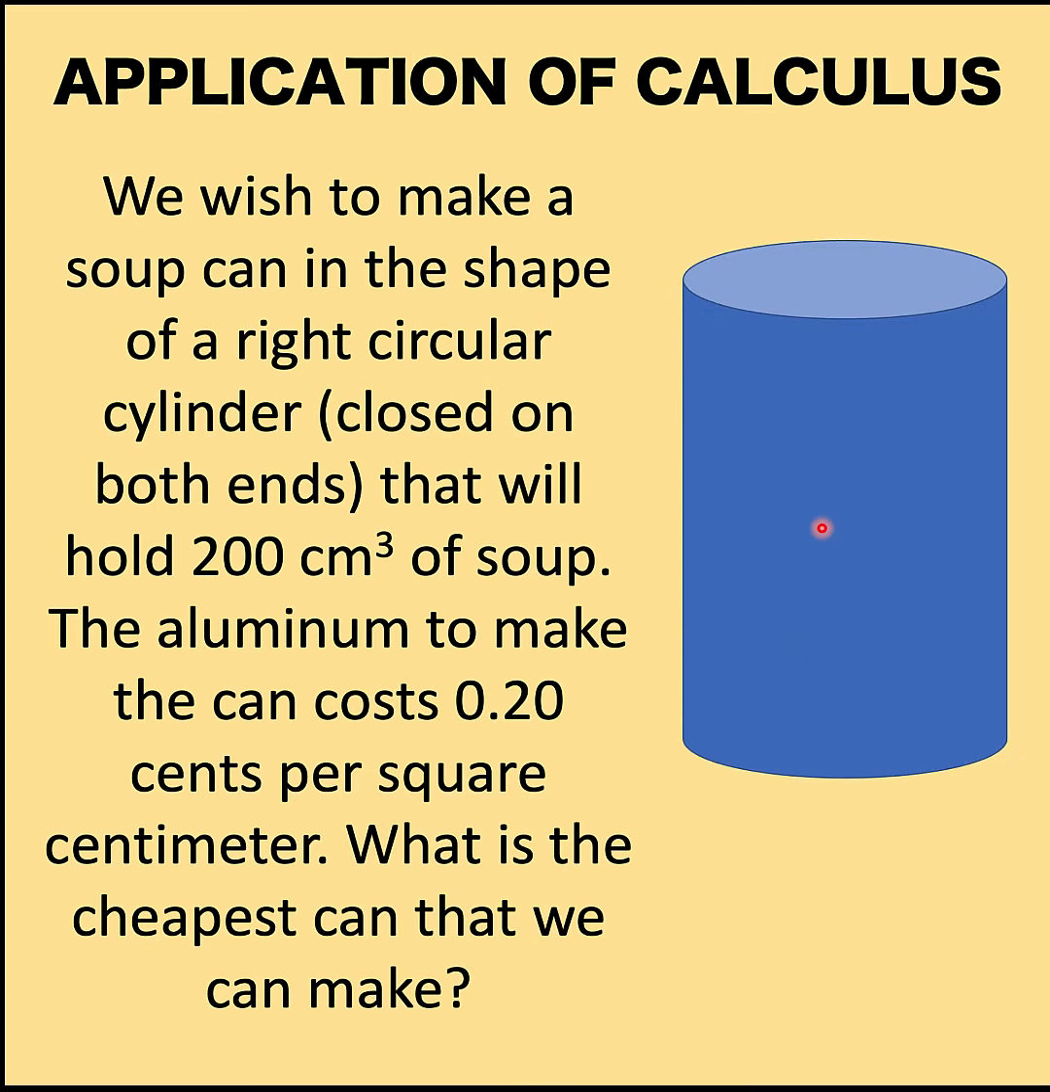Let's say we wish to make a soup can in the shape of a right circular cylinder, closed on both ends, that will hold 200 cubic centimeters of soup. The aluminum to make the can costs 0.20 cents per square centimeter. What is the cheapest can that we can make given this situation? You can pause the video and see if you can solve this math problem.